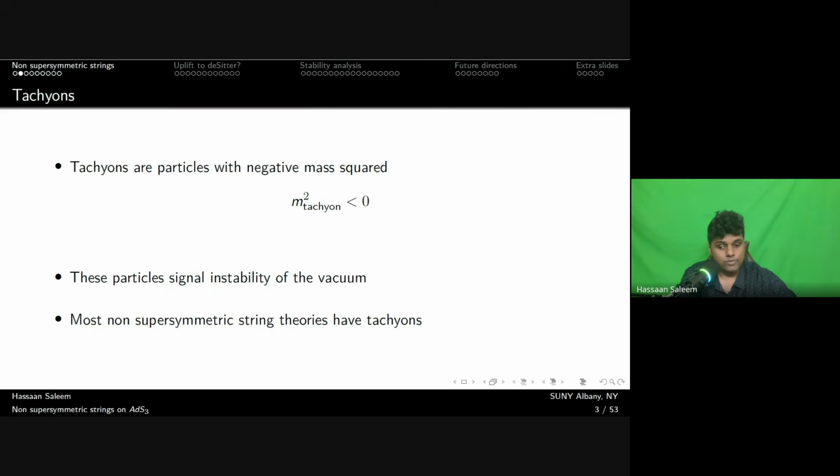Most non-supersymmetric string theories do have tachyons. For example, if you have gone through any course on string theory, you would have certainly come across bosonic string theory. Bosonic string theory doesn't have supersymmetry, and it famously has tachyons. So therefore, non-supersymmetric string theories don't attract a lot of attention. And one of the reasons why that's the case is the presence of tachyons.